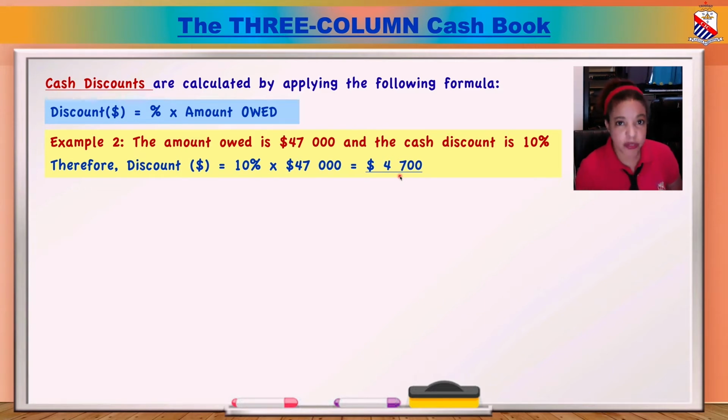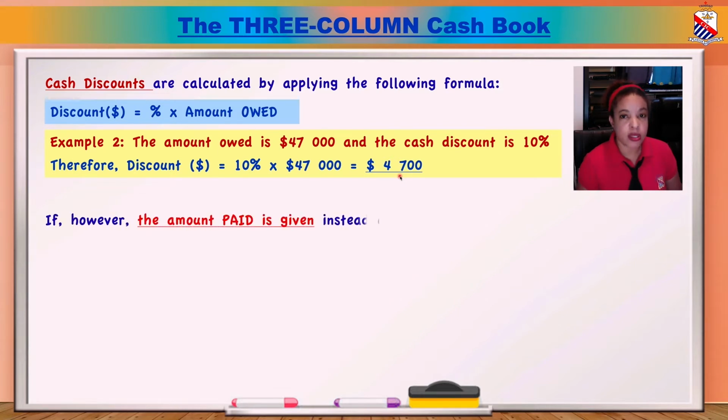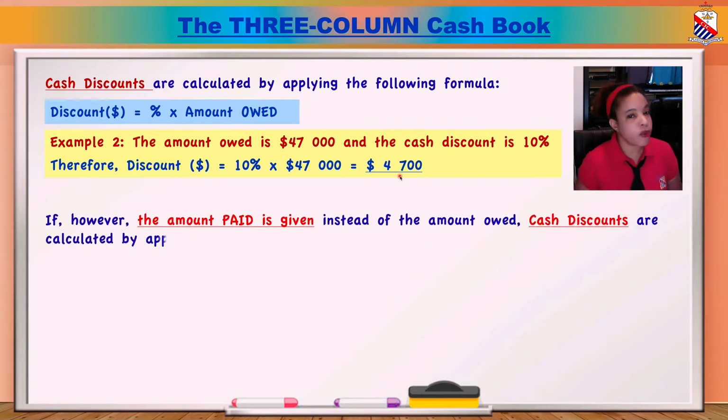What if they don't give you the amount owed? Instead, they give you the amount paid. Now, with any formula, you must only put in the figures that are represented in the formula. The figure that they ask for in the formula is the amount owed. You cannot put any other figure there. That would be incorrect. This is the rule for all formulas. That's what a formula is. It's telling you what you are supposed to do.